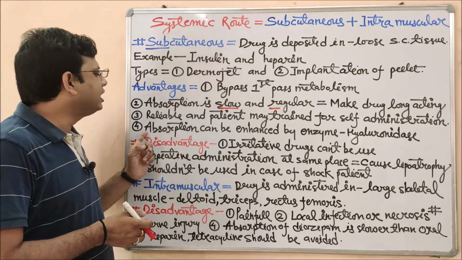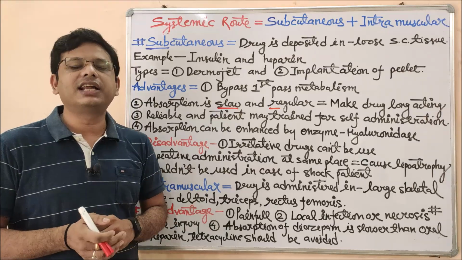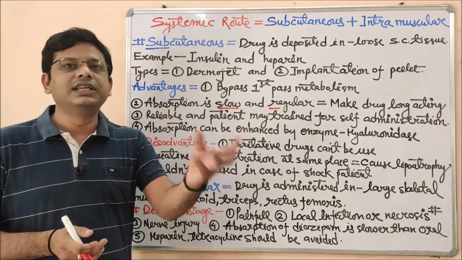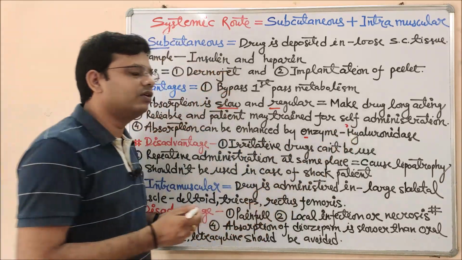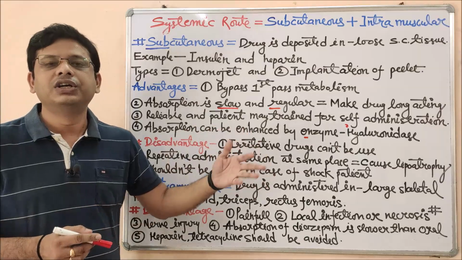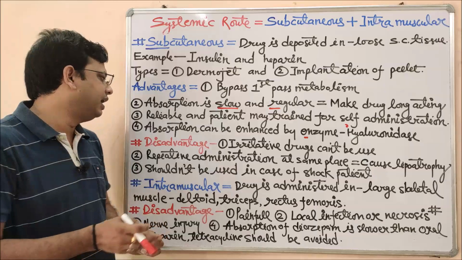So coming to the next one, that is absorption can be enhanced by the enzyme hyaluronidase. There are some enzymes which increase or enhance the absorption of drug via this route of drug administration, and for that drug which needs it, and for that condition, we need the help of some enzyme like hyaluronidase. So these are some basic advantages.